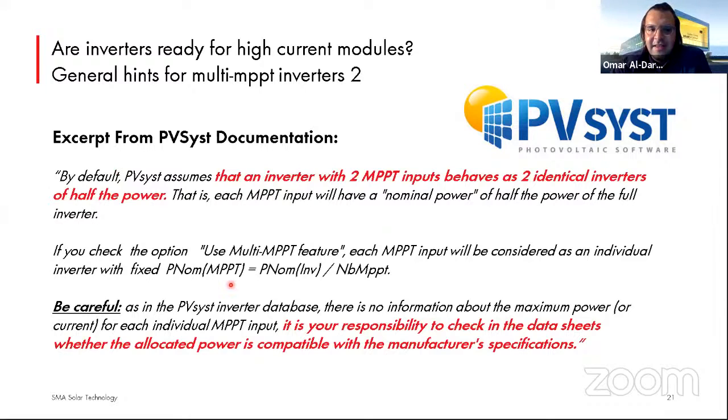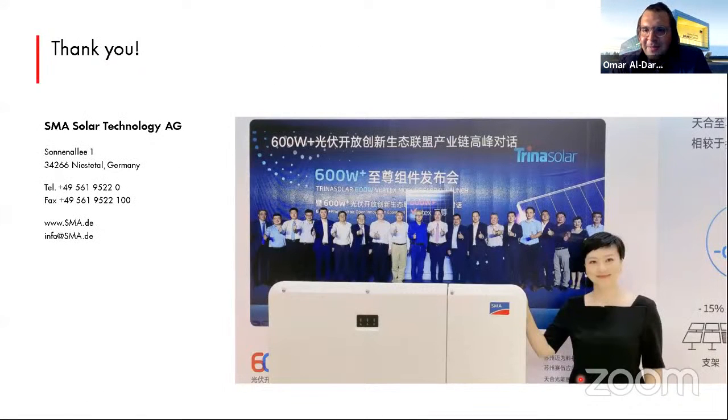Even the PVsyst documentation says it is your responsibility to check in the data sheets whether the allocated power is compatible with the manufacturer's specification. So let's say a green light on your system data in PVsyst isn't enough. I would look at the documentation and specifically look at the manual as well, because not all the data is in the data sheet. And I'll leave you with a picture from Trina's launch event at the SNEC with our 110 kilowatt inverter. Thank you so much.